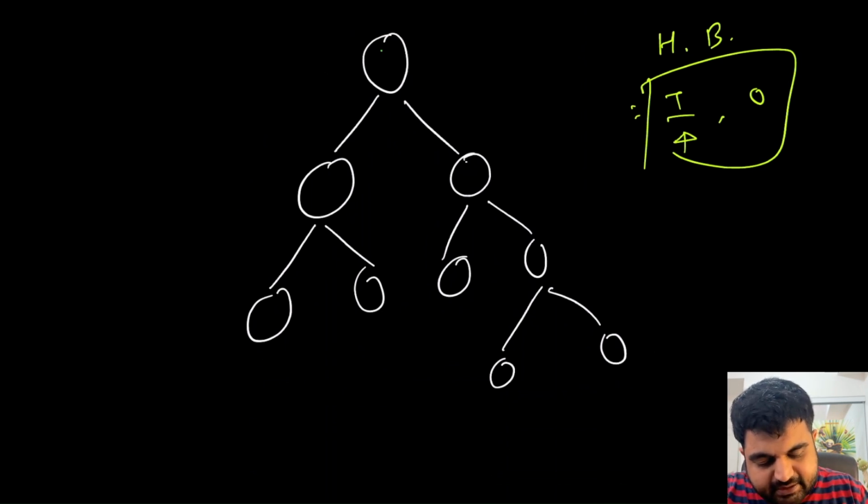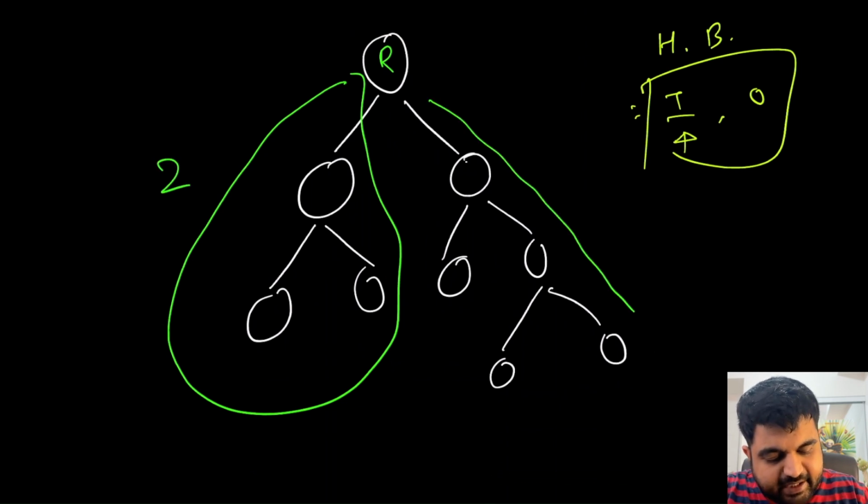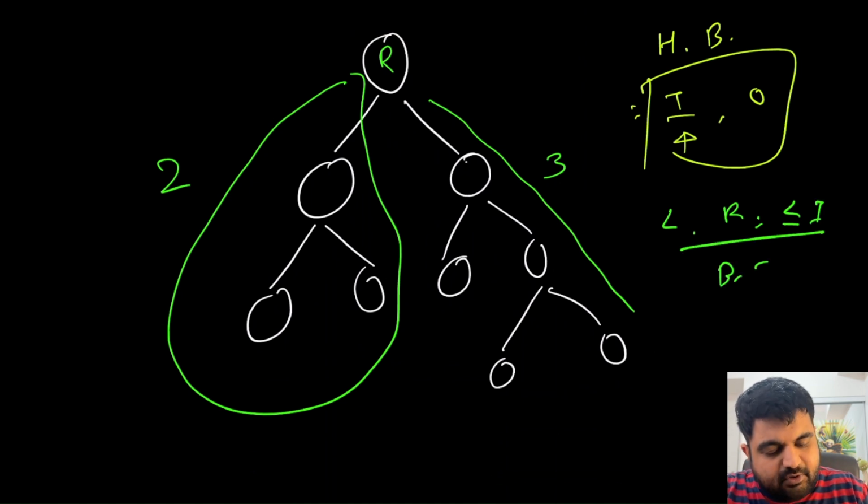But let's try to understand. In this case, currently this one is our root node. Now if we see the left subtree, we can see that the height of this left subtree is 2. For the right subtree, the height of this right subtree is 3, which means the difference between left and right subtree is less than or equal to 1, which means this one is a balanced tree, or height balanced tree.